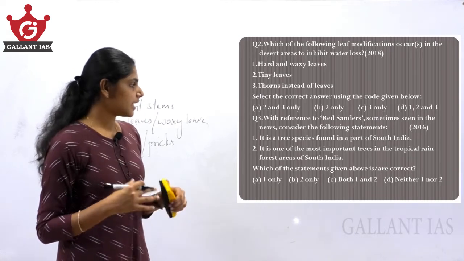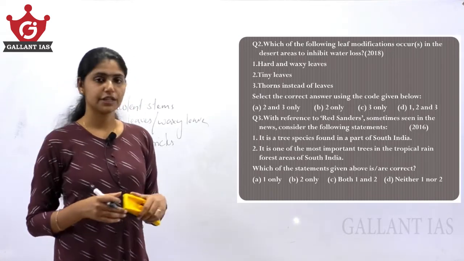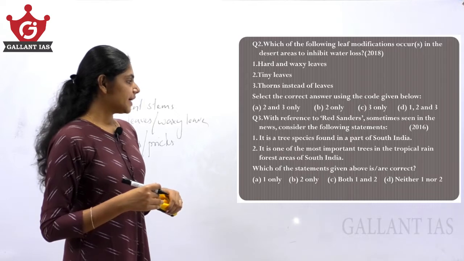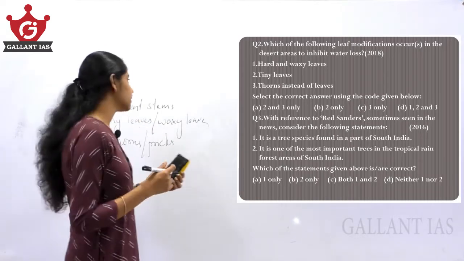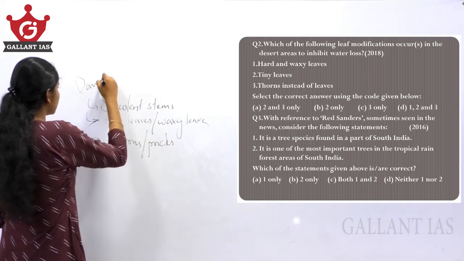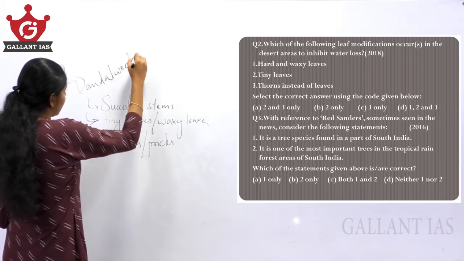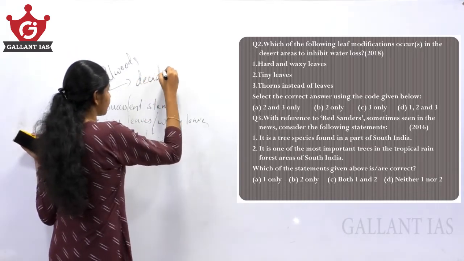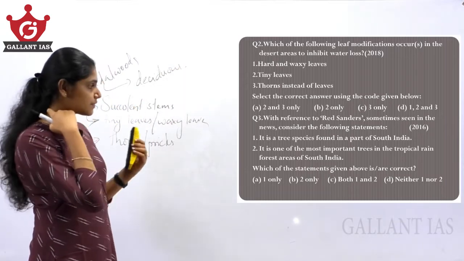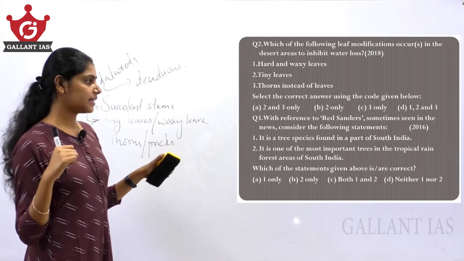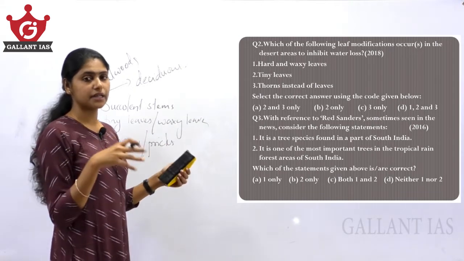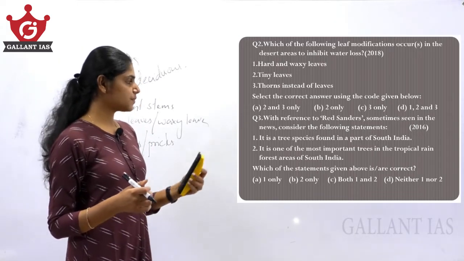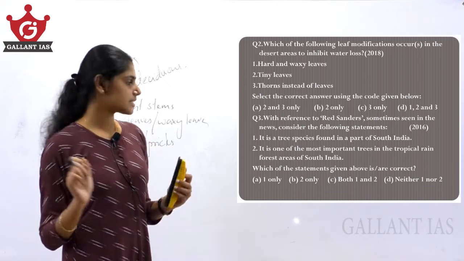Now the third question, with reference to red sanders sometimes seen in the news, consider the following statements. It is a tree species found in a part of South India. So with regard to red sanders, we know that the sandalwood trees are mainly the important tree species found in the deciduous forest, right? Especially the red sanders, they are endemic to the southeastern parts of India. Okay, so here the first statement, it is a tree species found in a part of South India, is right. It is a correct statement.